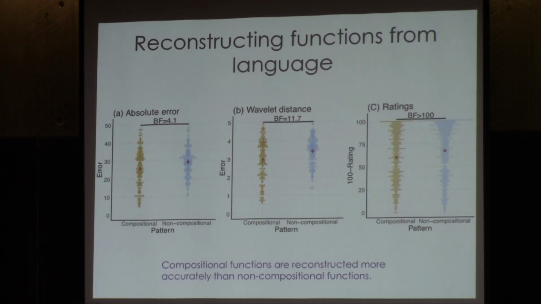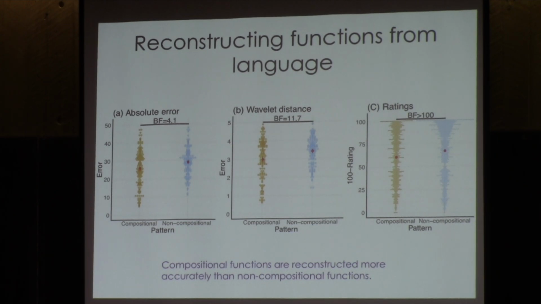And it turns out that people can actually do this pretty well, and importantly, the reconstruction ability was higher for compositional than for non-compositional functions. We measured this in a few different ways. This is the absolute error between the two lines. We also looked at wavelet distance, and we also looked at subjective ratings, so we had a separate group of people rate how good these reconstructions were. And they all basically tell the same story, that compositional functions are easier to reconstruct from natural language descriptions than non-compositional spectral mixture functions.